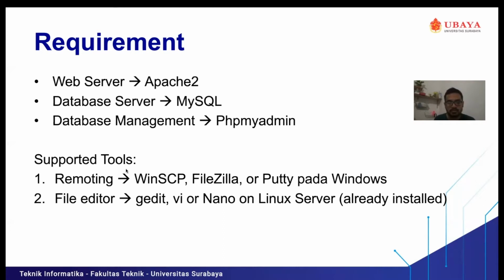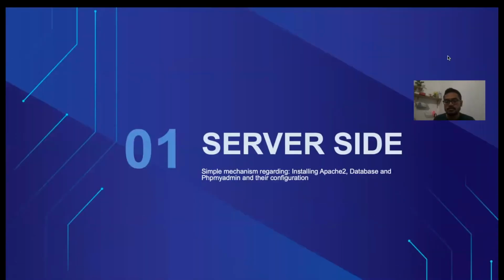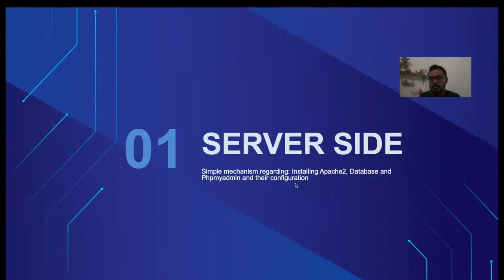And these are the supporting tools. We can use remoting applications like WinSCP, FileZilla, or PuTTY on Windows, and file editors. We already installed these in the last class: gedit, vi or nano on the Linux server. On the server side, we will install the Apache tool, database, and phpMyAdmin and their configuration.